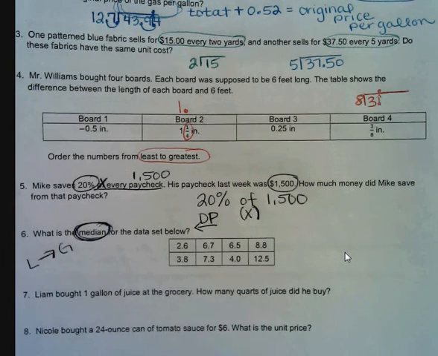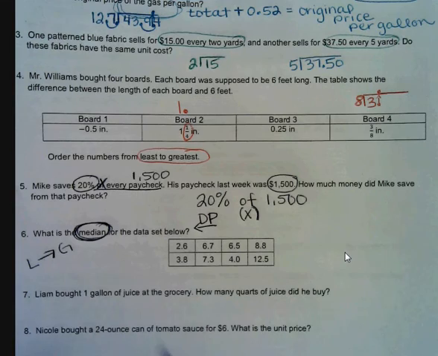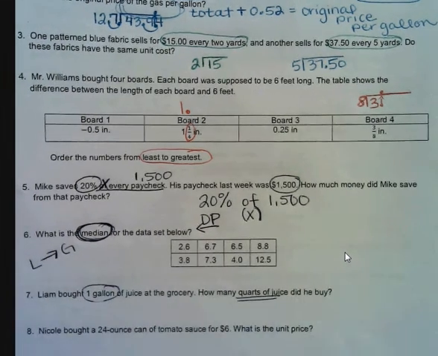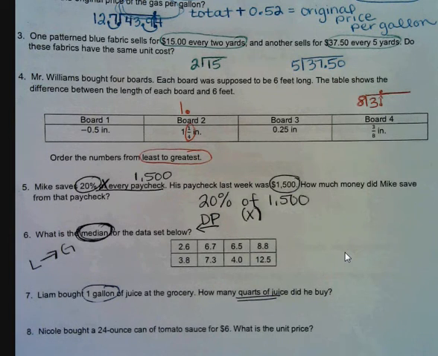Number 7, Liam bought 1 gallon of juice at the grocery store. How many quarts of juice did he buy? Please refer to your reference sheet or do your gallon man.